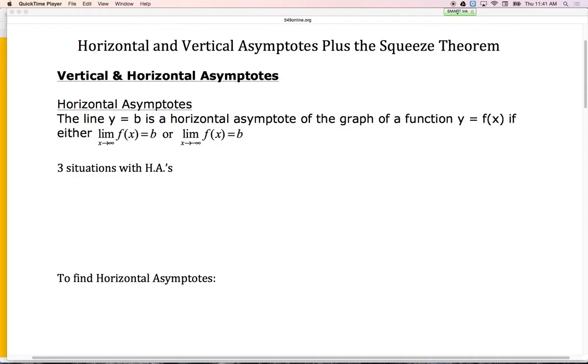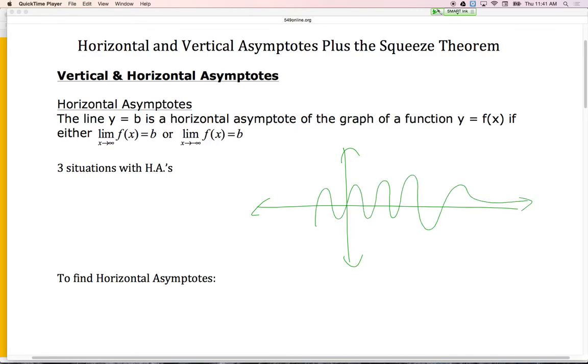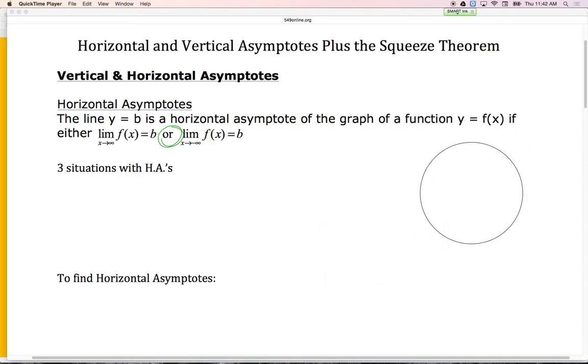What makes it a horizontal asymptote is that after you cross it an infinite number of times, at one of the tails you have to approach that horizontal line. So you might have a graph that might look like this. Then it eventually approaches something. And as long as it approaches something at either end, it doesn't have to be both, it makes it a horizontal asymptote. So you can cross a horizontal asymptote because it's not an undefined value, it's just what the graph approaches at the ends.